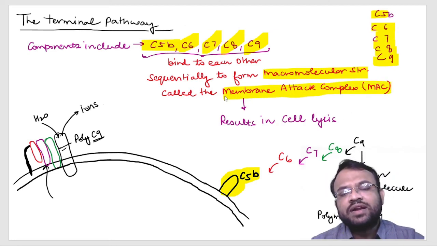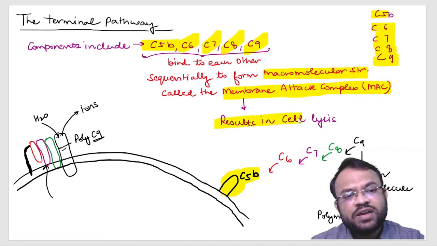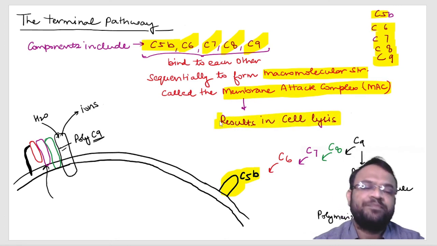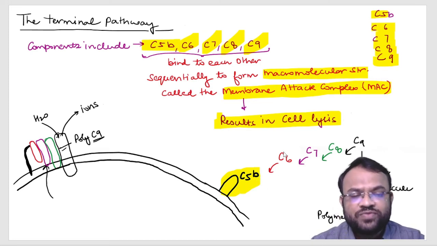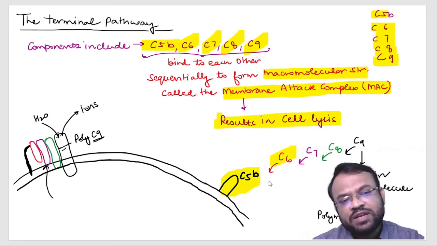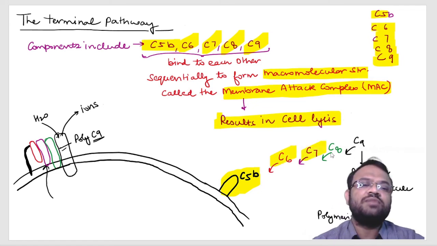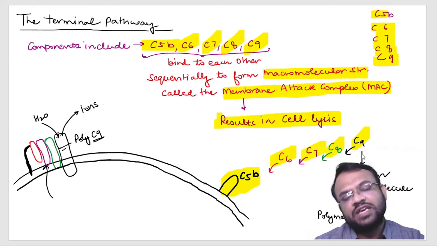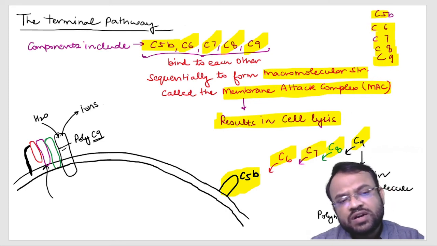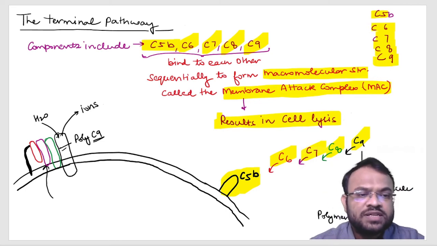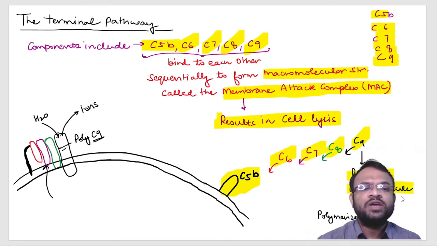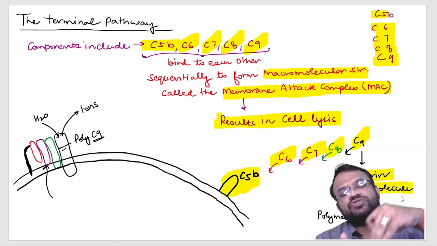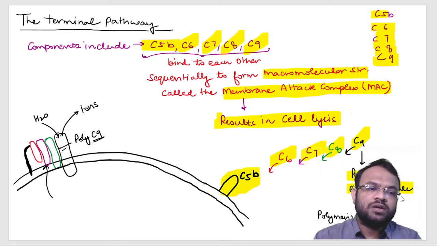And this membrane attack complex would result in cell lysis. Now let us understand how this results. Initially C5b was present, following C5b C6 came in, after C6 C7 came in, C8 came in and C9 came in. Now what is the activity of C9? C9 is actually a perforin-like molecule. What does perforin do? Perforin creates pores on the surface of the cell.